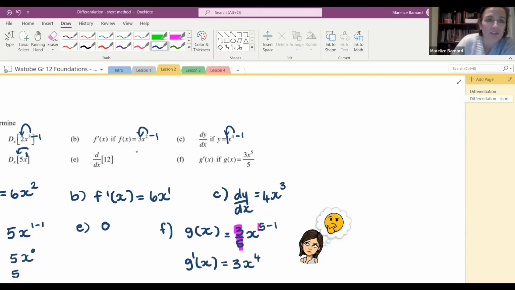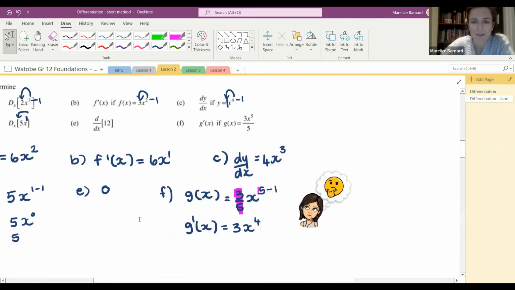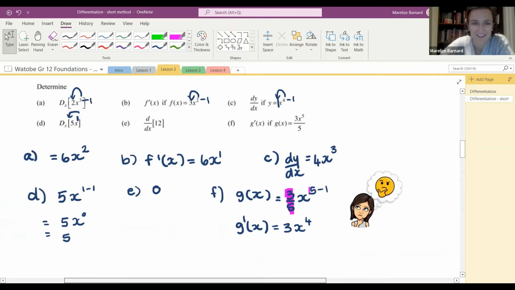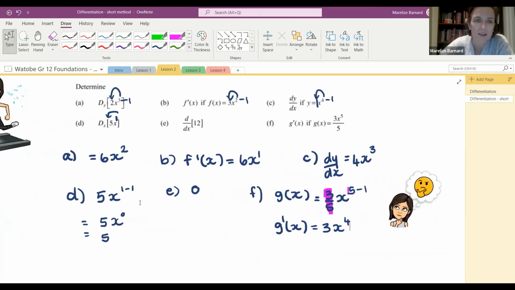So good on everyone who got 3x to the power of 4. Everyone else, check your mistake. Make sure you know why you maybe didn't get it right this time around. Most of the time it's that pesky fraction that we forget about. Okay, any questions so far? Pop them in the chat, pop them over to Miss Coco.